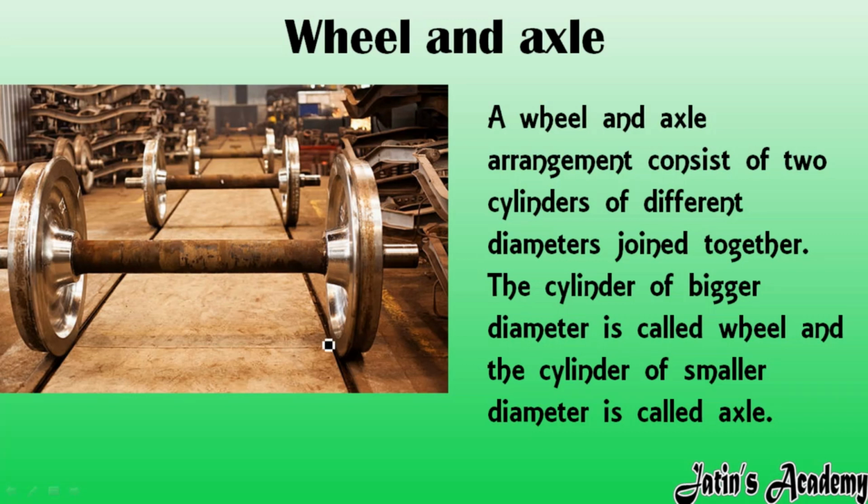As you can see clearly, in this wheel we are having a larger diameter, and in this cylinder we are having a smaller diameter. The cylinder of bigger diameter is known as wheel, and the cylinder of smaller diameter is known as axle. If the definition of wheel and axle comes in the exam, then you have to write like this. Okay.